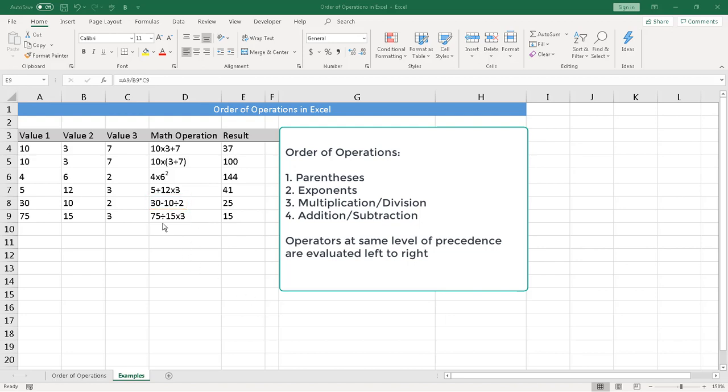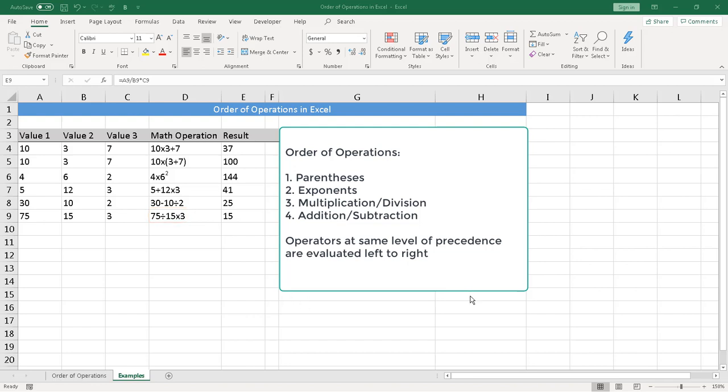The sixth math operation, 75 divided by 15 times 3, contains division and multiplication operators. You might be thinking, division and multiplication have the same order of precedence, so which one is calculated first? Remember that operators that are on the same level of precedence are evaluated left to right. Thus, 75 divided by 15 is calculated first to get 5, then multiplied by 3, which equals 15.